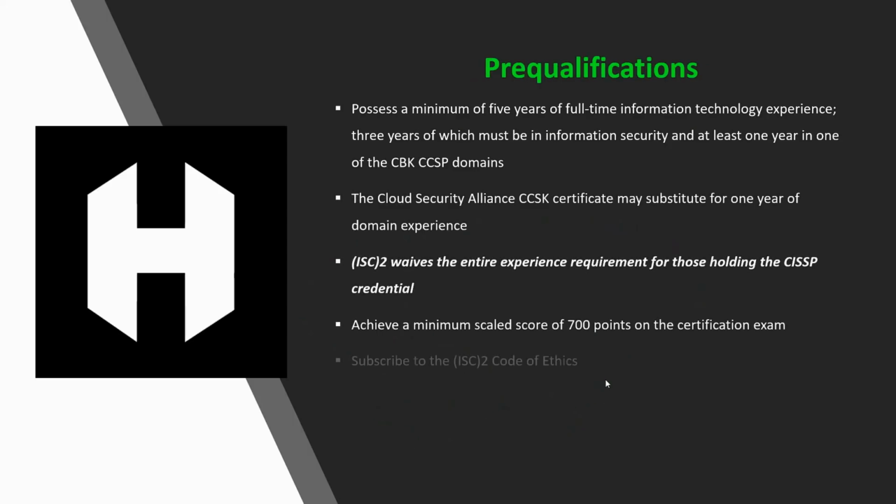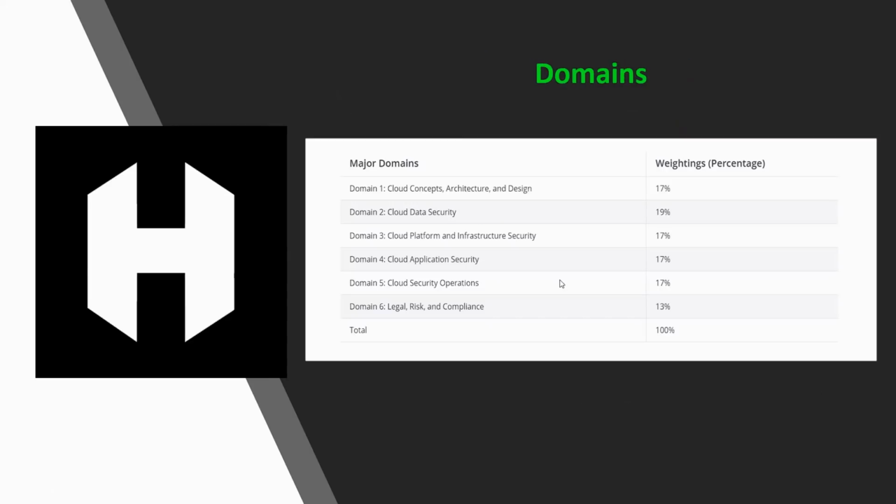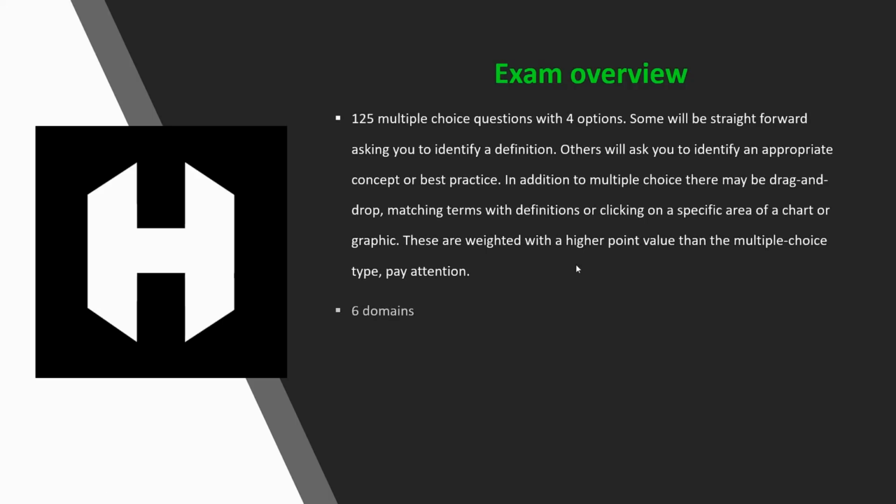Now, if you have your CISSP, ISC Squared will waive the entire prereq experience, which involves your endorsement application, 5 years, 3 years experience in security, and so on. There are going to be 6 domains on the exam. They're all pretty much weighted almost the same, so you're gonna have to be able to have a solid foundation in all 6 domains. Now, the exam overview, there are gonna be 125 multiple choice questions with 4 options.